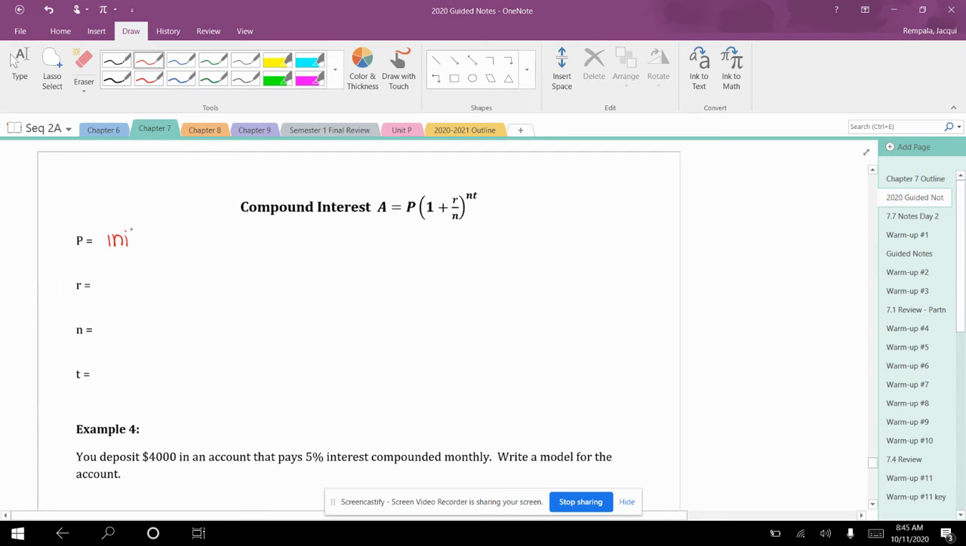P is still going to stand for the initial amount. R is still going to stand for the rate. And once again, we want to write that as a decimal. So either divide it by 100 or move it 2 places to the left. T is still representing the number of times. So all of that is still the same as the first formula. But now we have this new variable, N. This is going to be the number of times compounded per year.